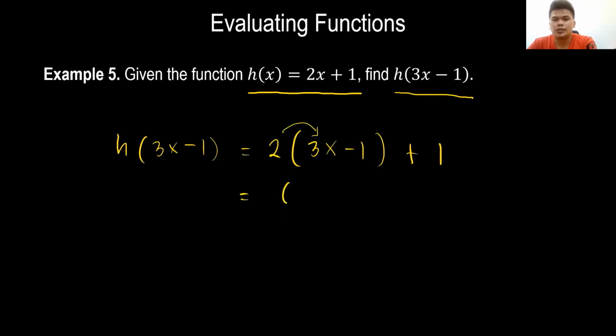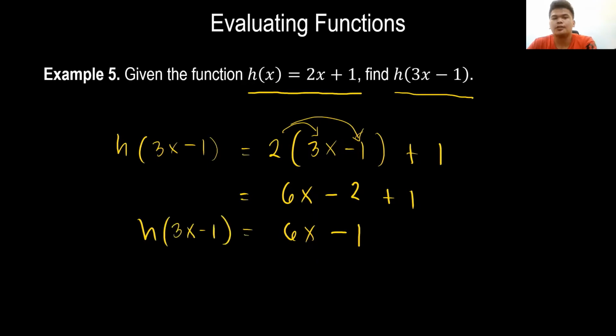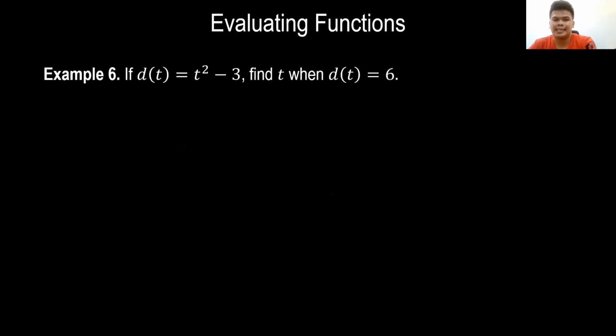3x, that's equal to 6x. 2 times negative 1, that's negative 2, then plus 1. Then we just simply combine like terms. So we have here 6x, negative 2 plus 1, that's equal to negative 1. So therefore, our output when x is equal to 3x minus 1 is 6x minus 1. So here you go. So let's proceed to our last example.